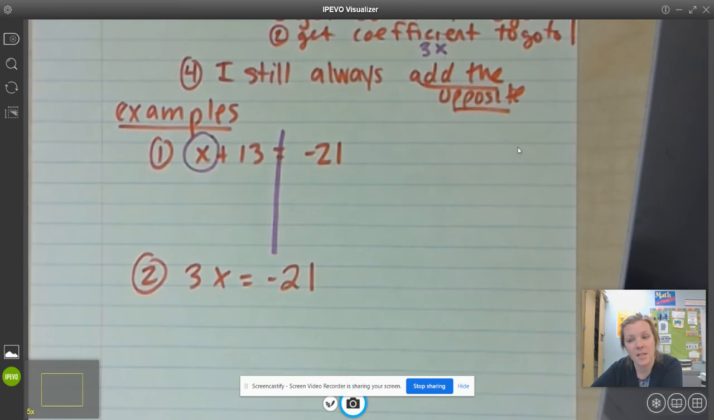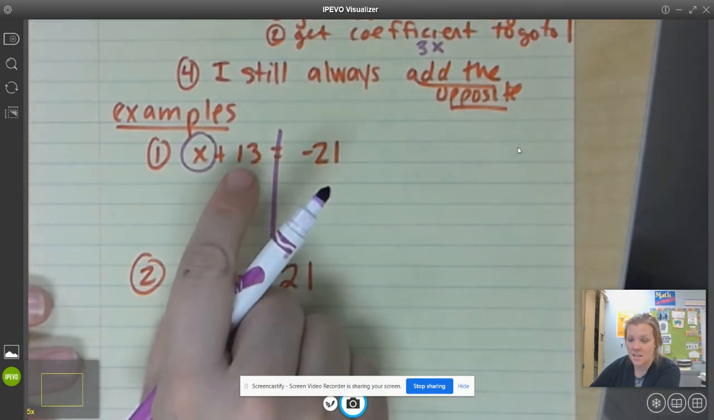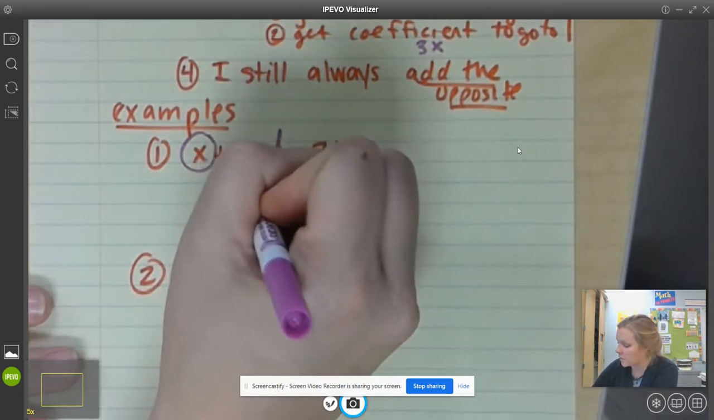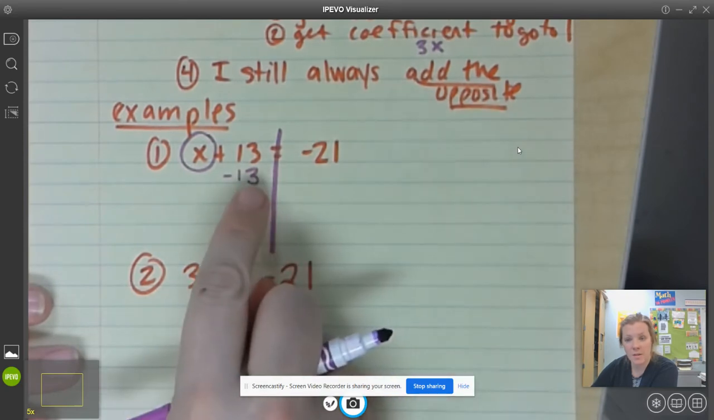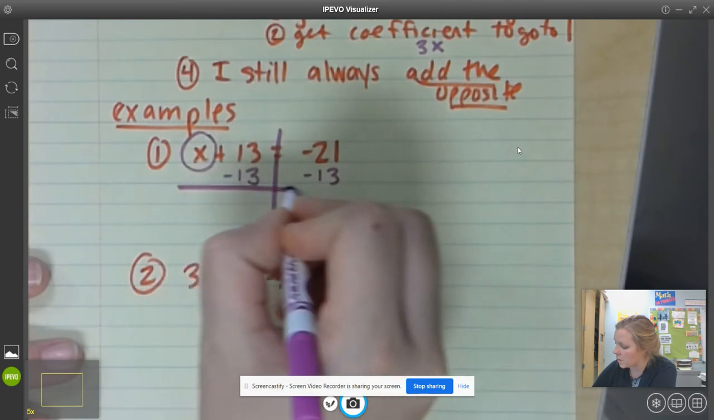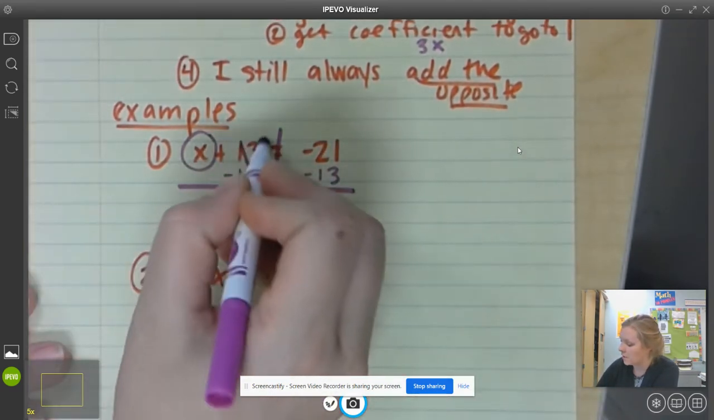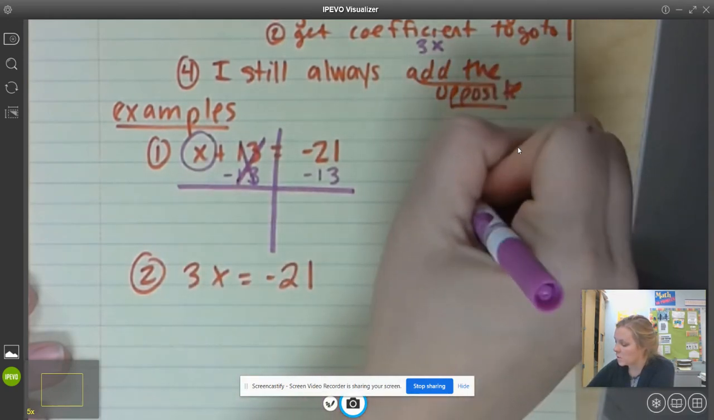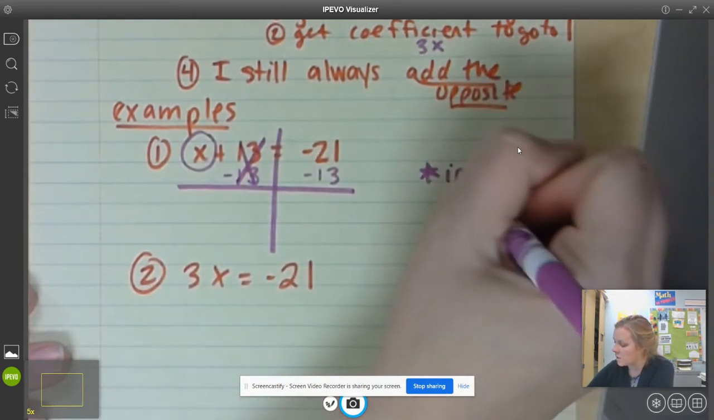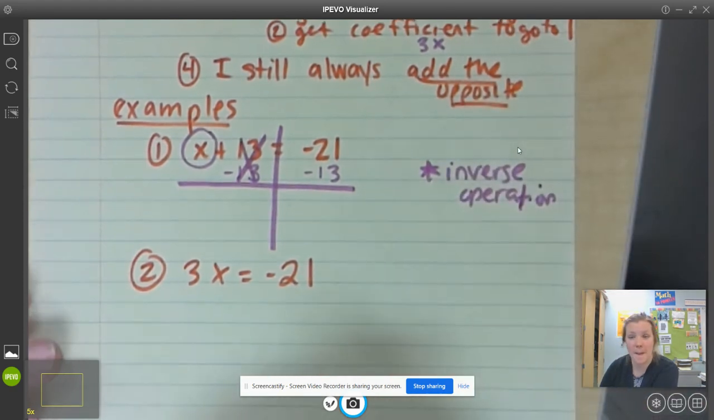And then again, my goal is to isolate this x. I need to get rid of the numbers with the x. With the x, I have a plus 13. To make that constant go to 0, I take away 13. If I take away 13, thinking about those blocks, from this side, I have to take away 13 blocks from the other side. Whatever I do to one side, I have to do to the other. You're actually doing what's called the inverse operation. If you've heard of that before, inverse operation.